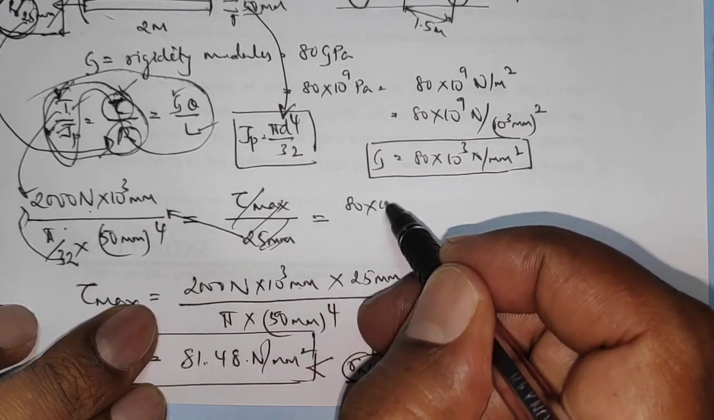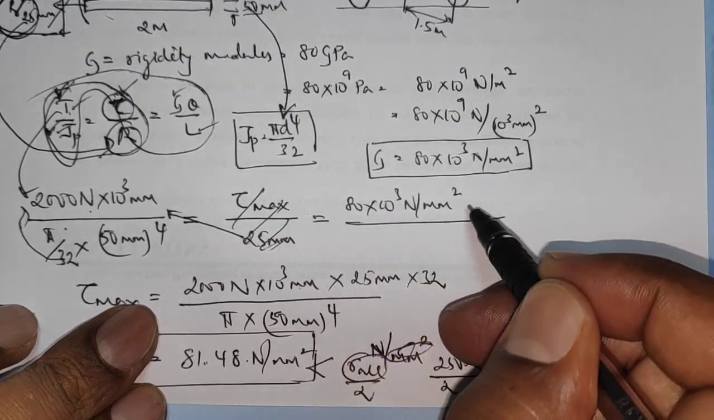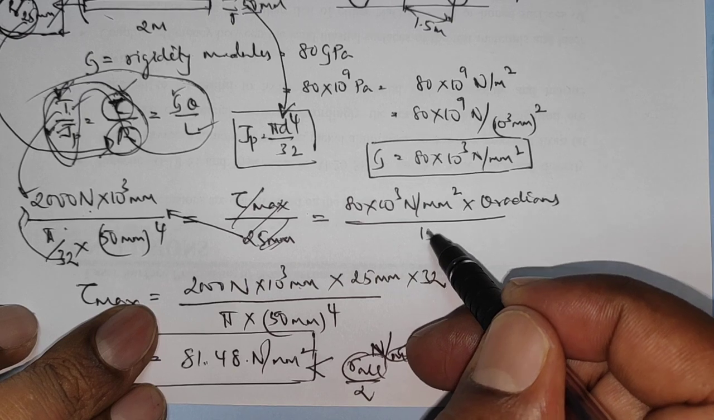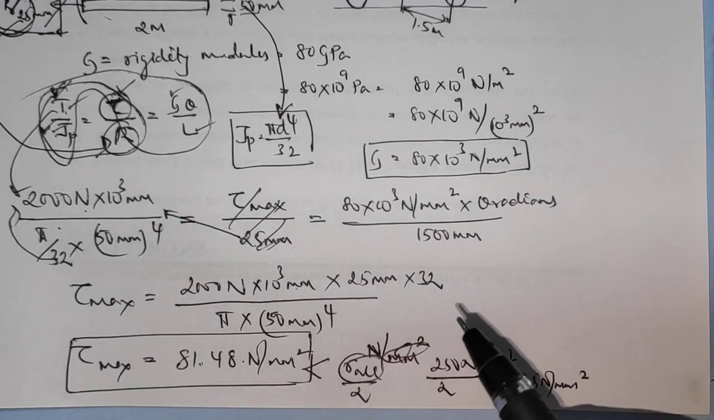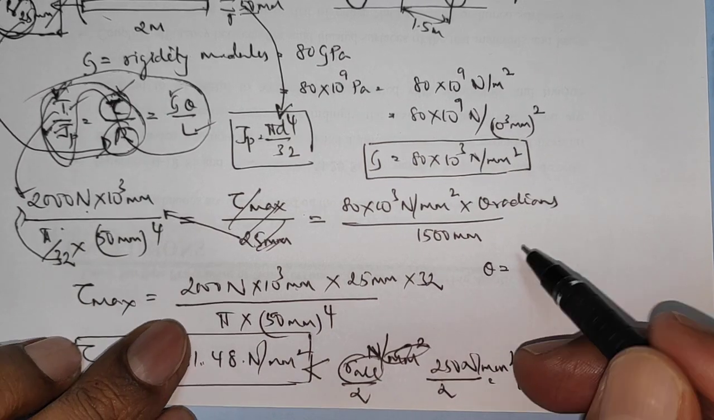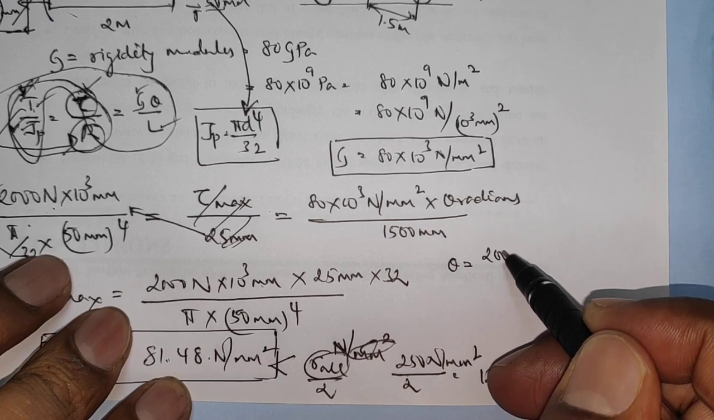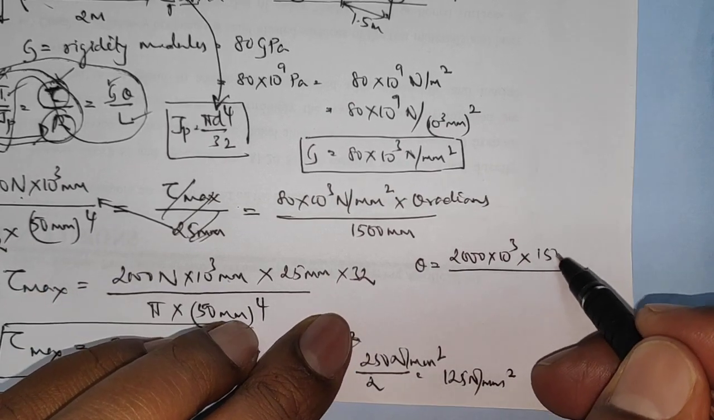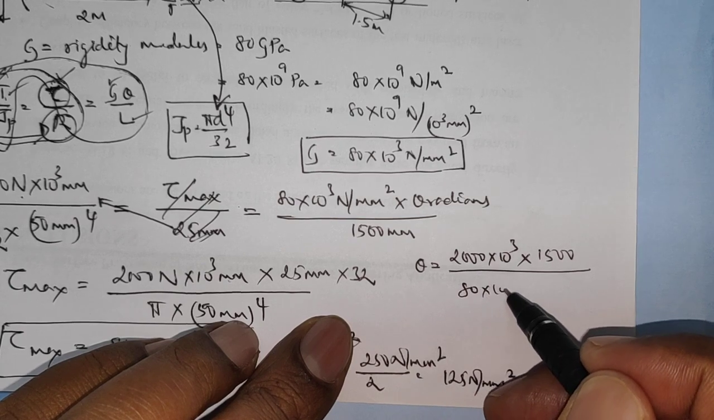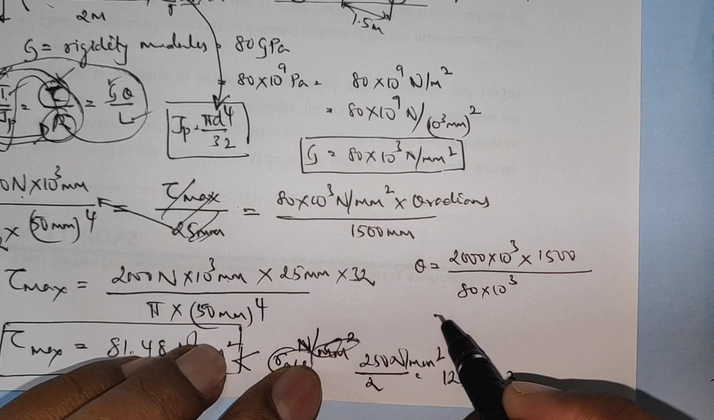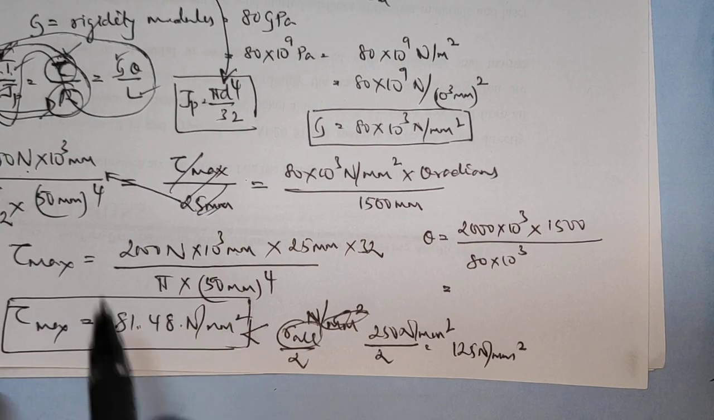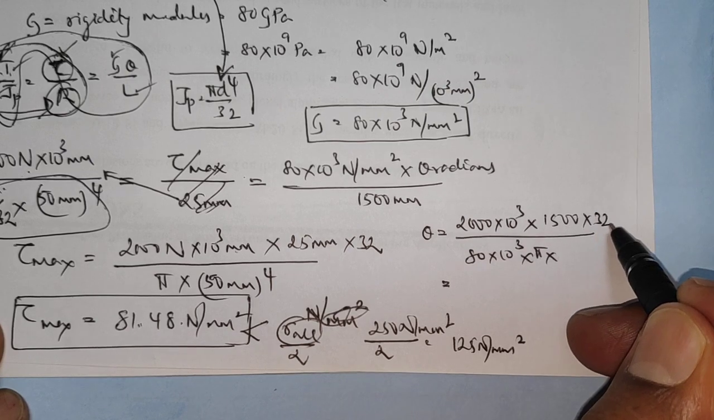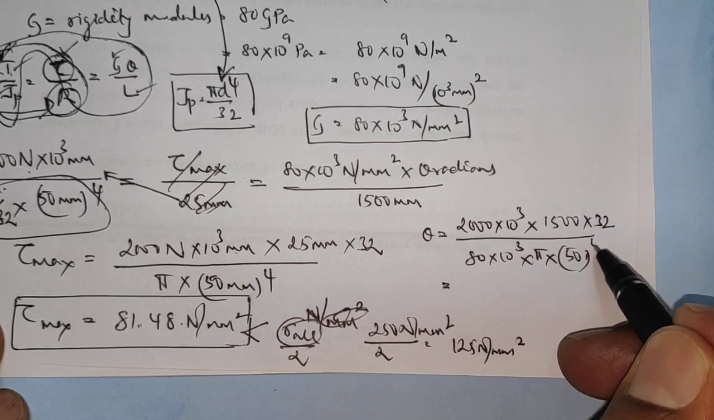G is nothing but 80 into 10 to the power of 3 Newton per mm square, multiplied by theta. This is in radians. The answer that you get is in radians, divided by L. L is actually 1.5 meters, which is 1500 mm. So we can actually find out for theta. So theta should be 2000 into 10 to the power of 3 multiplied by 1500 divided by 80 into 10 to the power of 3. So this will give you the value of theta. Of course, here I missed this value here, which I have to put it here. Pi divided by 32, which could be sent to the numerator, into 50 to the power of 4.